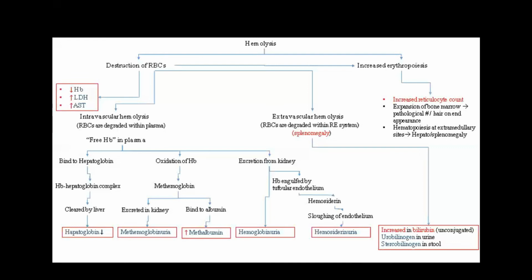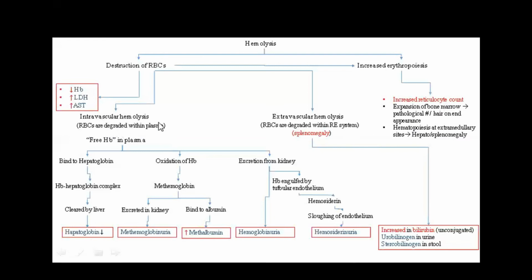So the things above this will be same, means these are having decrease in the hemoglobin, these are having increase in the LDH, these are having increase in the AST, increase in the reticulocyte count. It is comparable, it is same in both, but the things change below this.